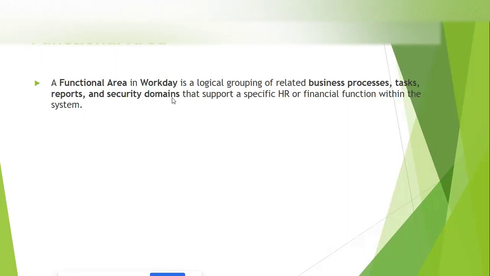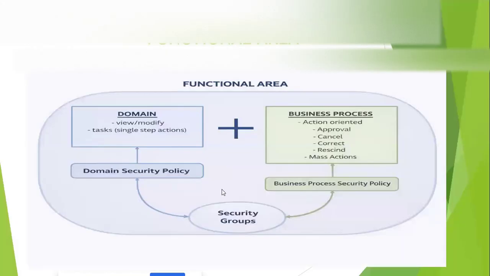Domains. Whenever we are giving access to any worker, the worker should belong to a security group, and from the security group we give them access to the respective domain policy or the business process security policy. And then we give them whatever domains or business processes the worker should be able to use.